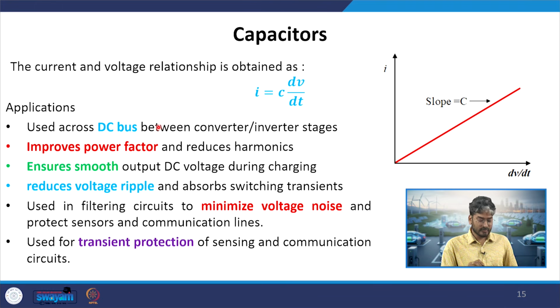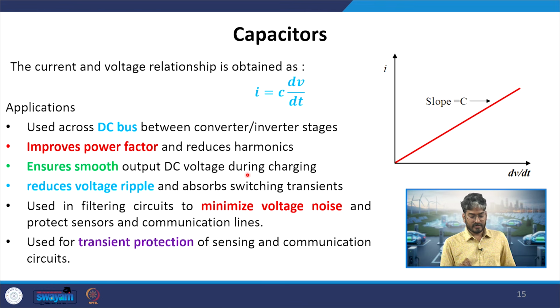Okay, so there will be bus capacitors, forming or maintaining the constant voltage between the converters or inverter stage. When we have multiple stages of conversion with a DC link in between, we will always find a DC bus capacitor. It improves the power factor and reduces the harmonics. When we go into the converter, we will see what the use of the capacitor is.